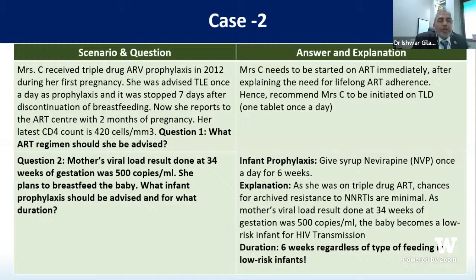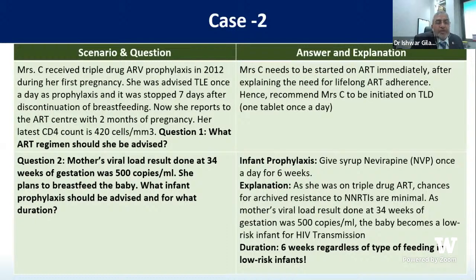In case two, the scenario is that Mrs. C received triple drug ARV prophylaxis in 2012 during her first pregnancy. She was advised TLE once a day as prophylaxis and it was stopped 7 days after discontinuation of breastfeeding. At that time, ART was not given based on test and treat; it was based on CD4 count. Now she reports to the ART center at 2 months of pregnancy. Her latest CD4 count is 420. Question number one, what ART regimen should she be advised?